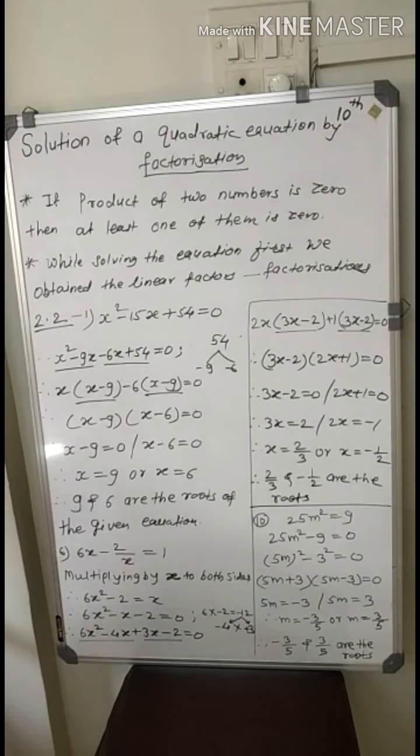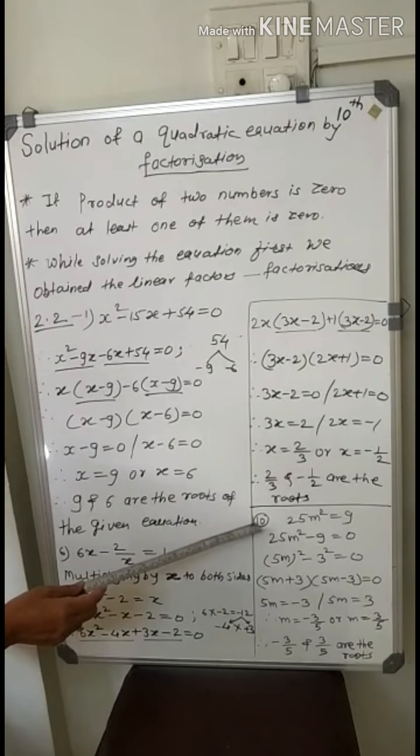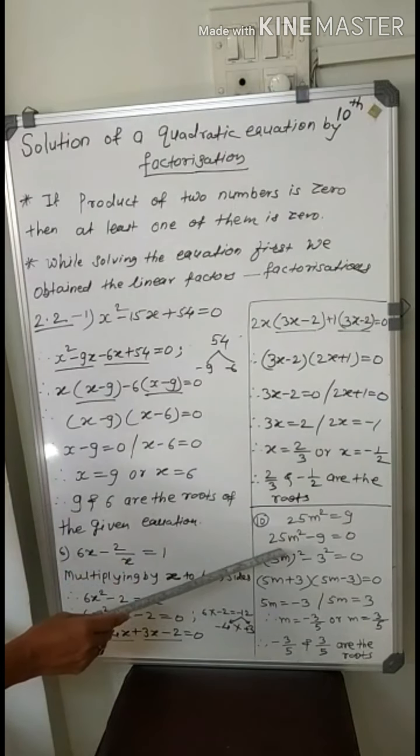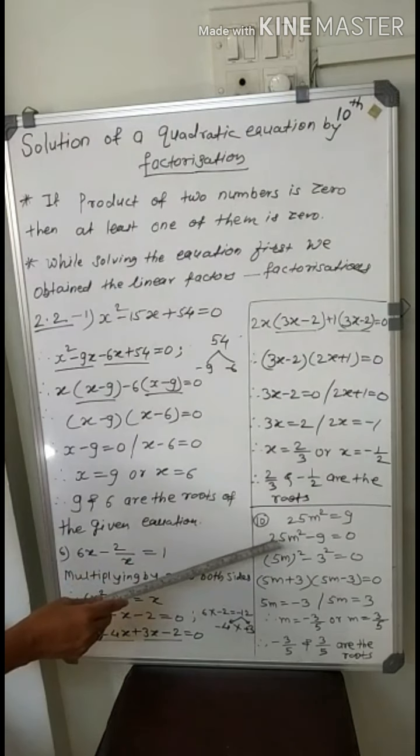Again another type of example is 10, 11 and 12. Same type of example. In example number 11 you have to first write common factor and then factorize it. So here is example number 10. The example is 25m square equal to 9. So first convert it into quadratic equation.